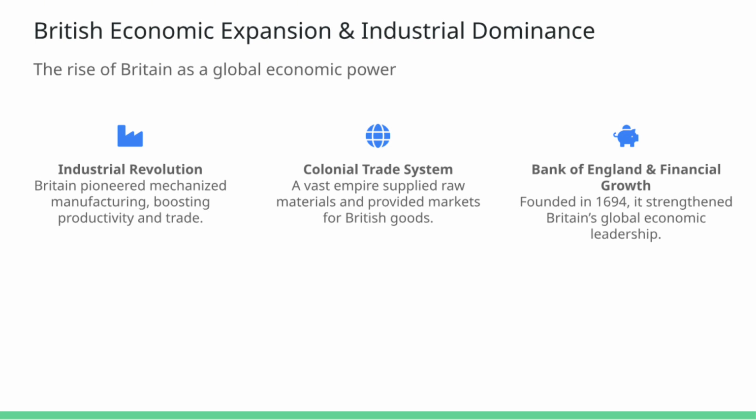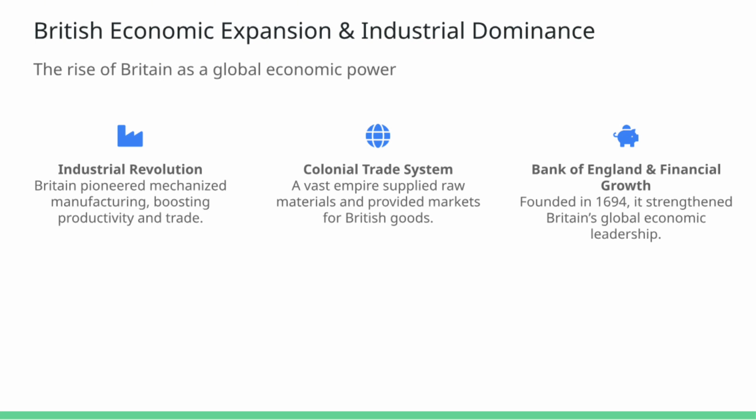And then, there's the Bank of England. Established in 1694, this financial institution played a critical role in Britain's long-term economic strength. Unlike Spain, which squandered its wealth, Britain created a financial system that allowed for sustainable growth, lending, and investment. Britain wasn't just playing the game, it was writing the rules. And those rules would shape the modern global economy.